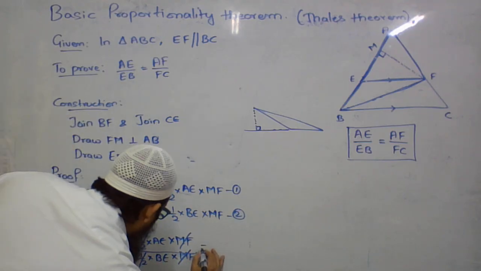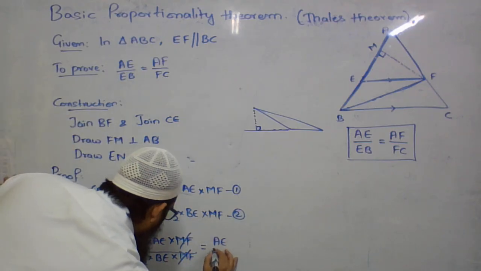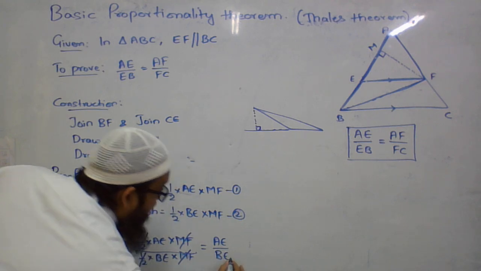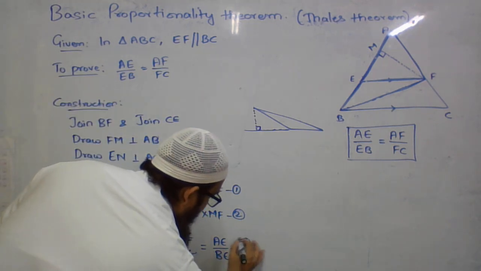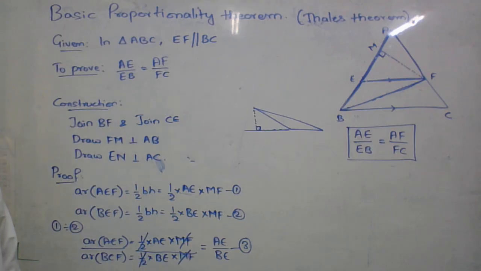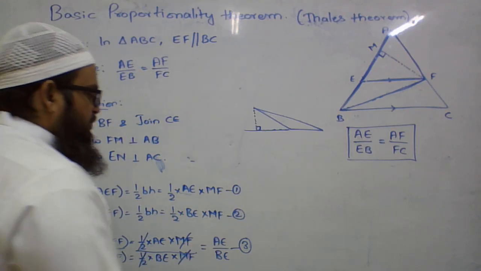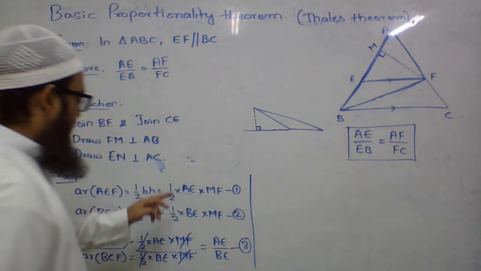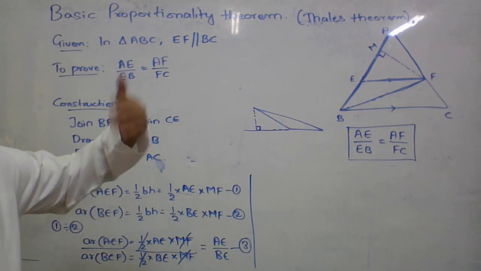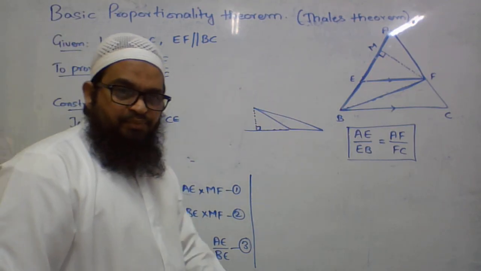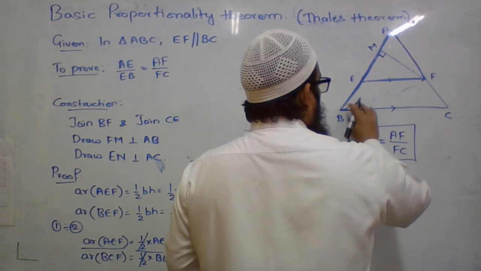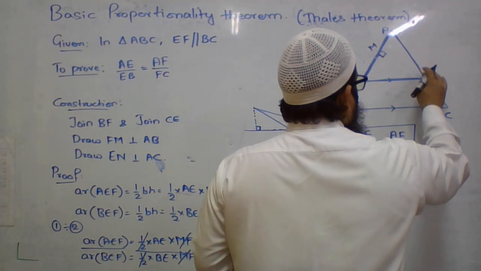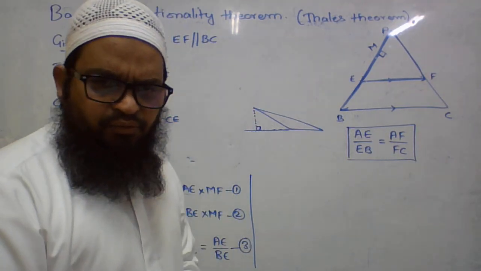So what is left out? AE by BE, or EB. Understood or not? So let us take it as the third equation. Understood, my dear? So now let us repeat these three steps from the other side. Okay, I will rub this so that you don't get confused, for only 5 minutes. After that, I will draw the figure.